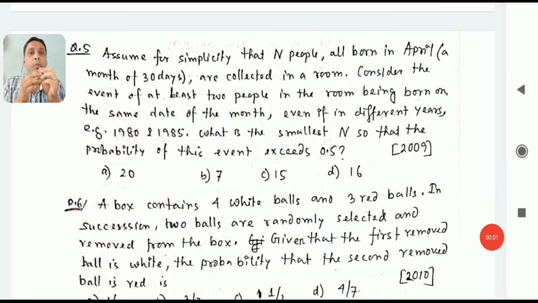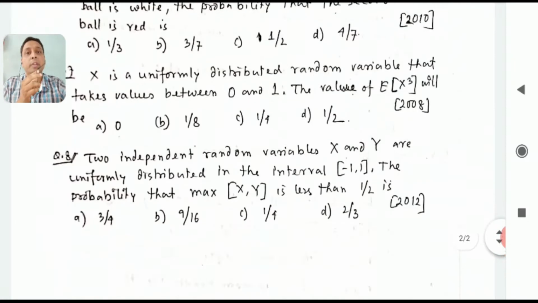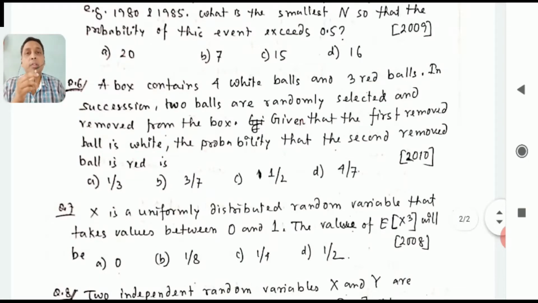Students, welcome to the second lecture of this GATE probability series. Today I have taken 4 questions: question number 5, 6, 7 and 8. Okay, then let's try to solve it.